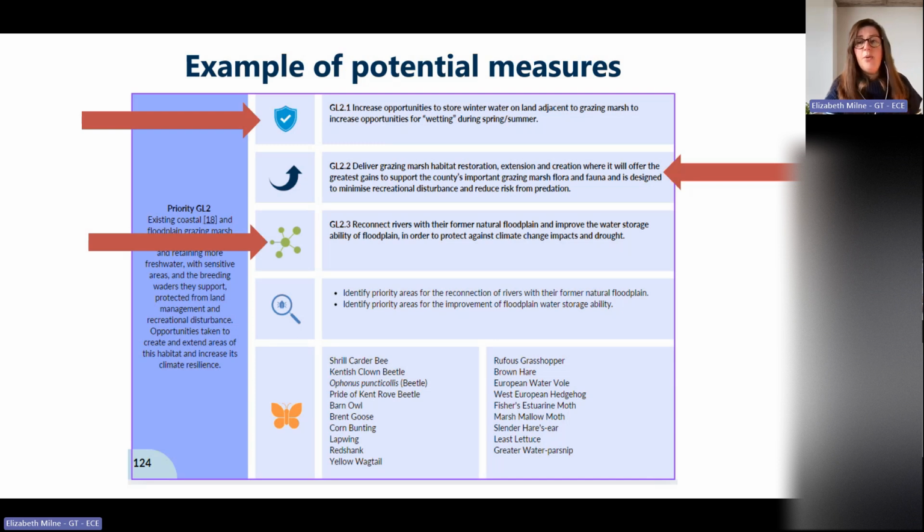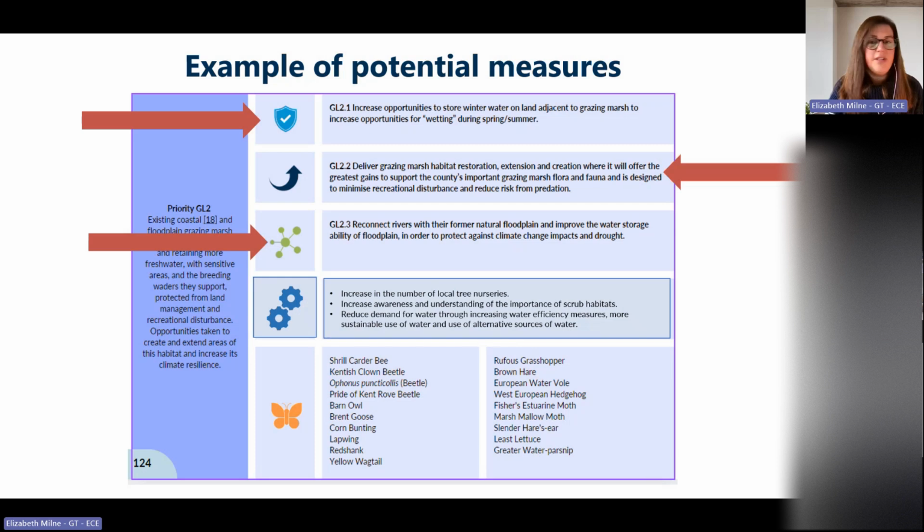In some instances, supporting measures that may be needed are also presented. This example doesn't have any, but examples from other priorities include increasing the number of local tree nurseries, increasing awareness and understanding of scrub habitats, and reducing demand for water through increasing water efficiency measures. So these are all measures that our stakeholders told us were really fundamental to ensuring we're in place so that the wider priority and the other potential measures, the actual habitat specific measures, could be achieved.